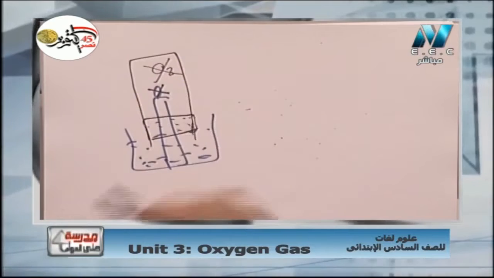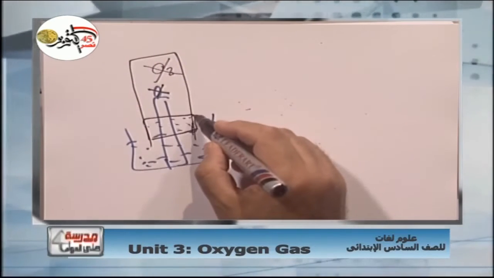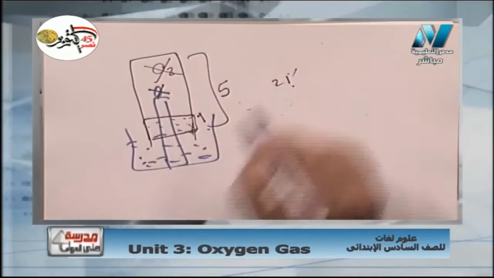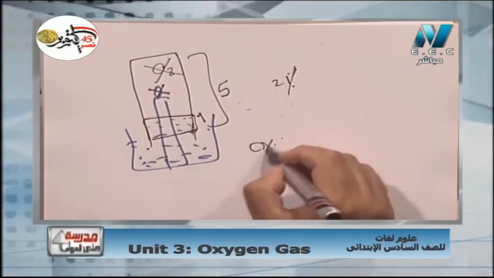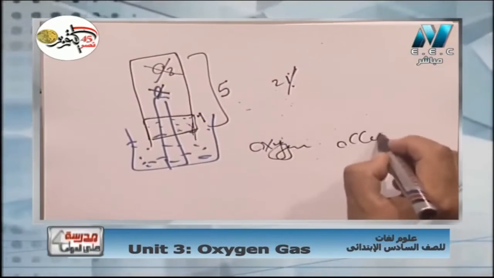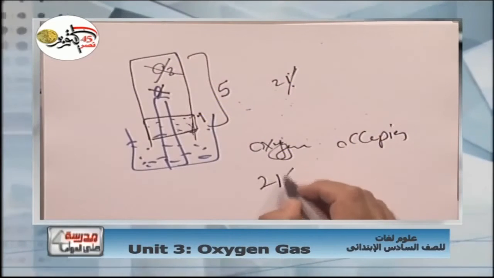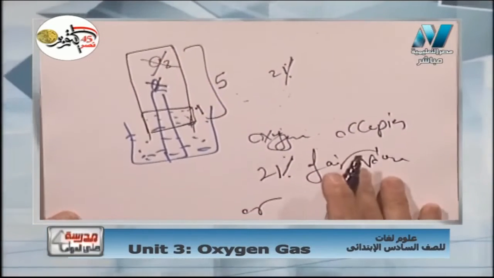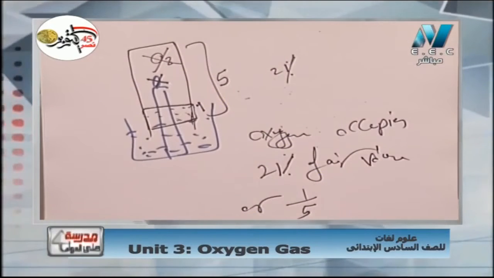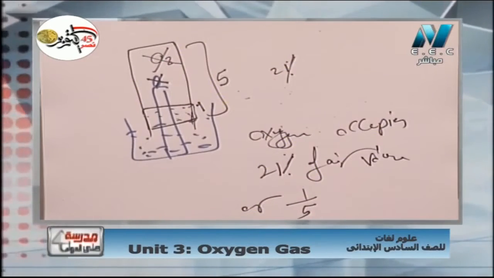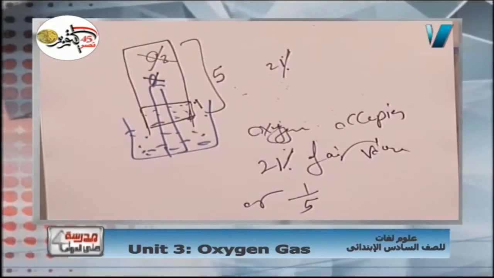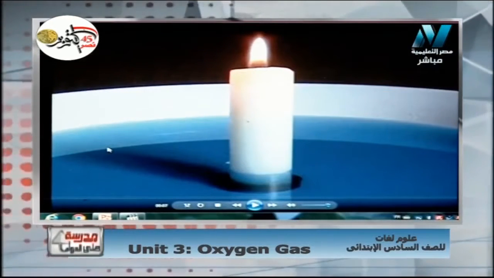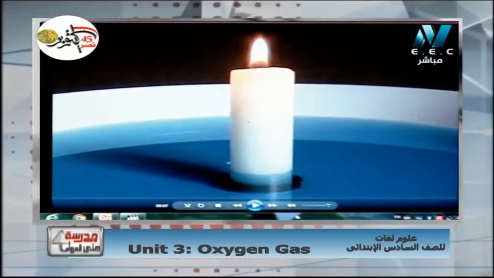So if I calculate this length, I will find that it will be 1 over 5 or 21%. So I can say oxygen gas occupies 21% of air volume, or 1 over 5. So now let me show you a short video about this interesting experiment, and I advise you can do it at your home, but please under supervision of your parents. طبعا تحت إشراف بابا وماما.